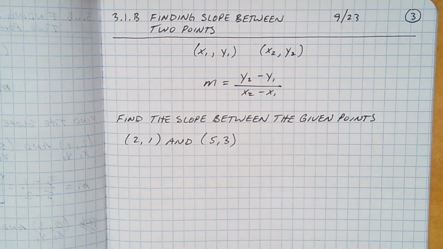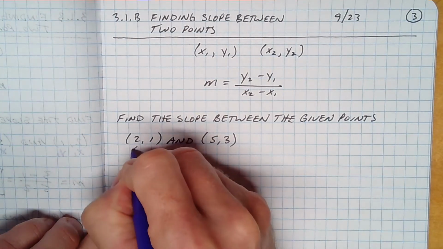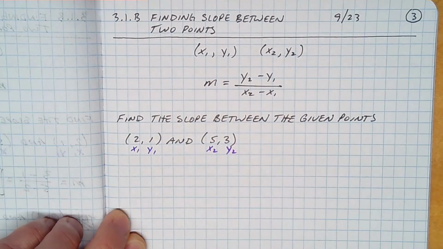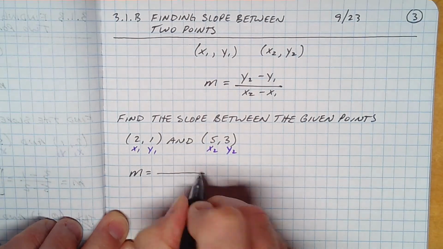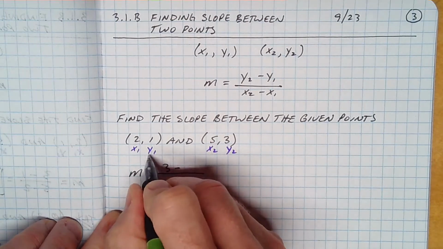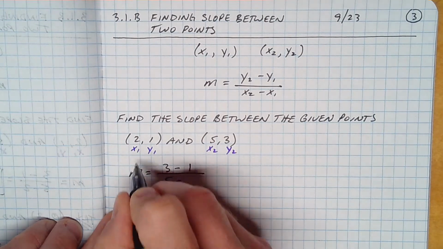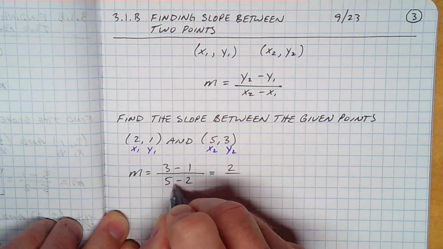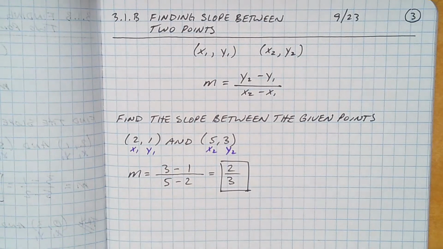All right, so for these examples, I'm going to find the slope between the given points. And so this first one, I have 2, 1, 5, 3. And I'm just going to call this point x1, y1. This point x2, y2. I'm going to plug those values into the slope formula. So I have y2, which is 3, minus y1, which is 1, over x2, which is 5, minus x1, which is 2. And I'm going to simplify that. 3 minus 1 is 2. 5 minus 2 is 3. So the slope between those 2 points would be 5/3.